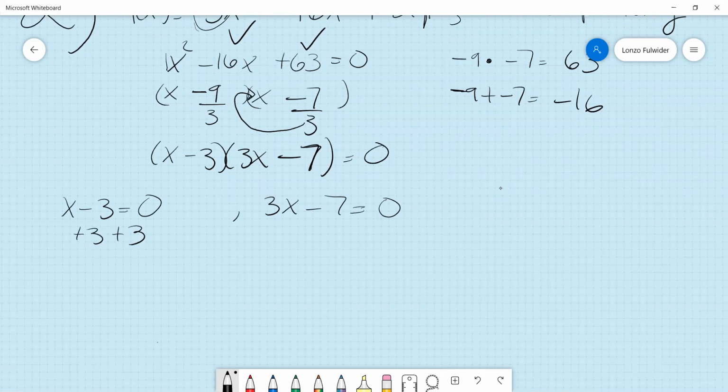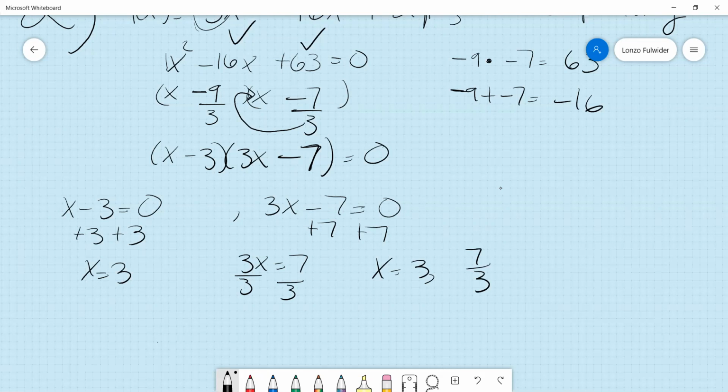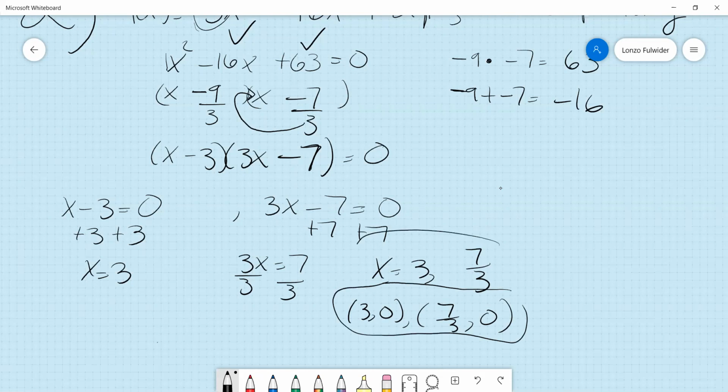You add 3, you get x equals 3. And then over here, you can add 7, you get 3x equals 7. And then you divide it by 3. So your 2 x values are 3 and 7/3. If you want it in coordinate form, you can rewrite that as (3, 0) and (7/3, 0). Either way is correct. Okay, so that's how you find the zeros for this polynomial.